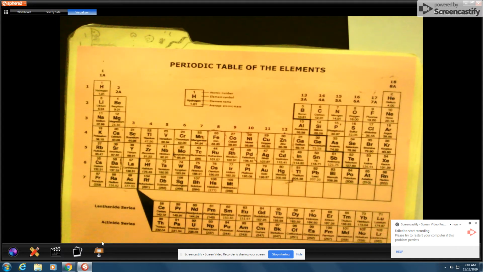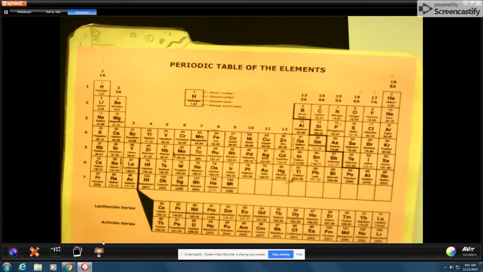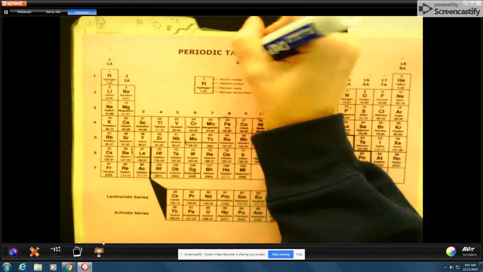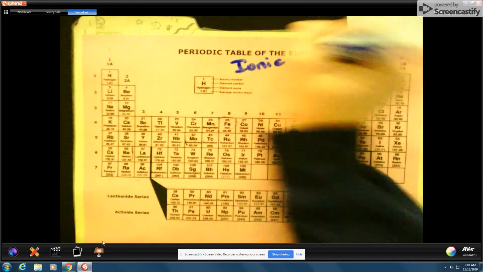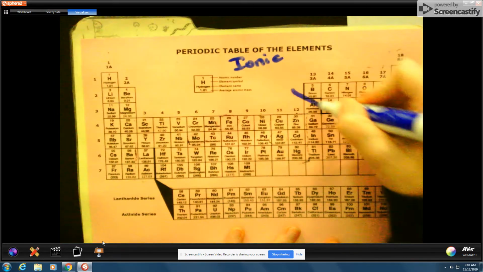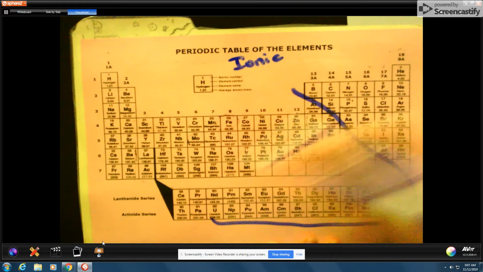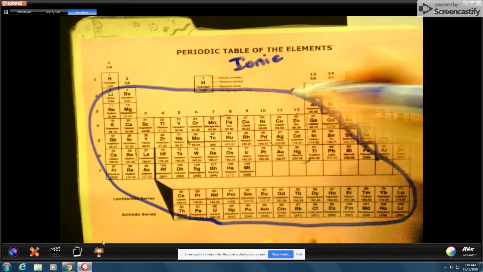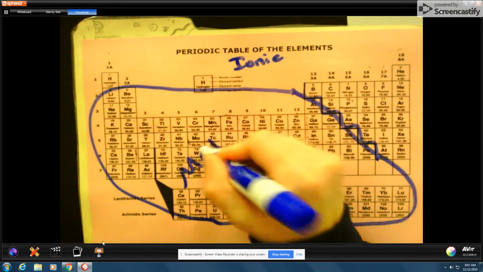In this review video, I'm going to go over ionic and covalent and the basic properties. And then in the next video, we'll go over how to name and write formulas for them. So when you are looking at this periodic table, in order to identify if it is ionic, you have to know where your metals are. Metals are anywhere to the left of this staircase right here, except hydrogen. These are all your metals.